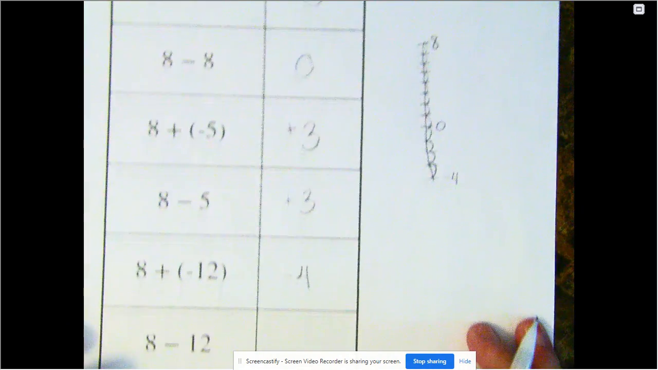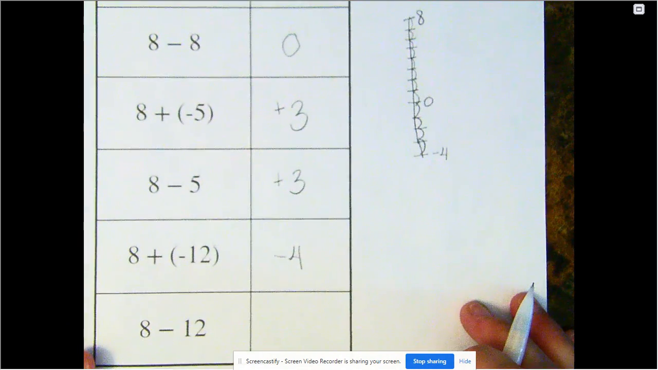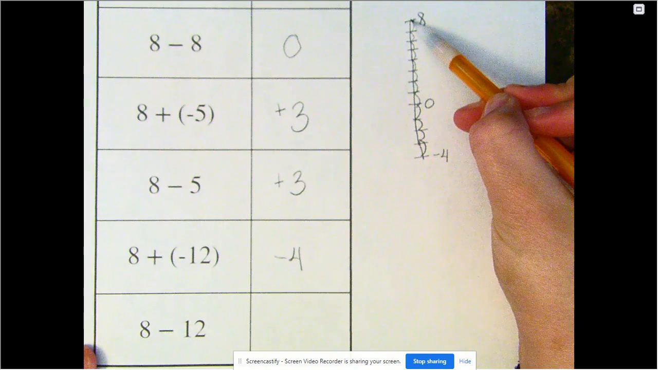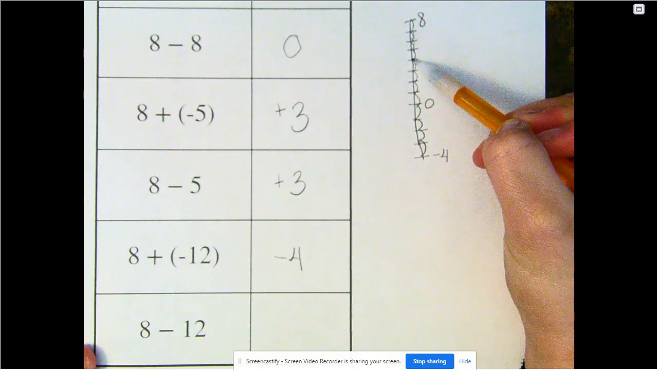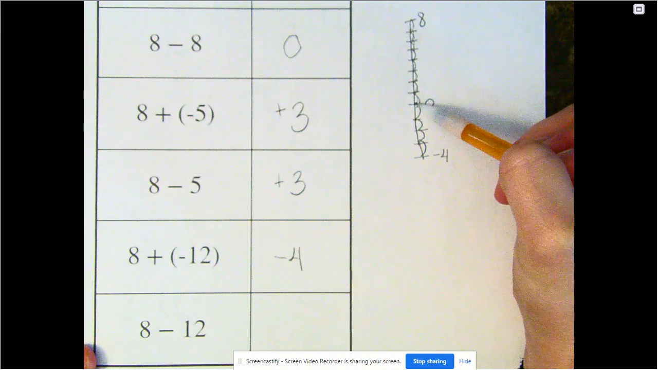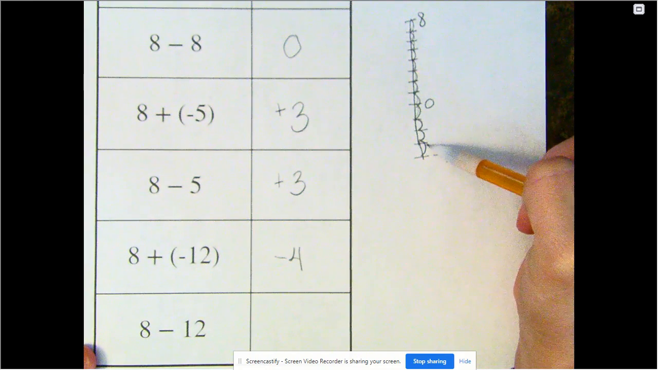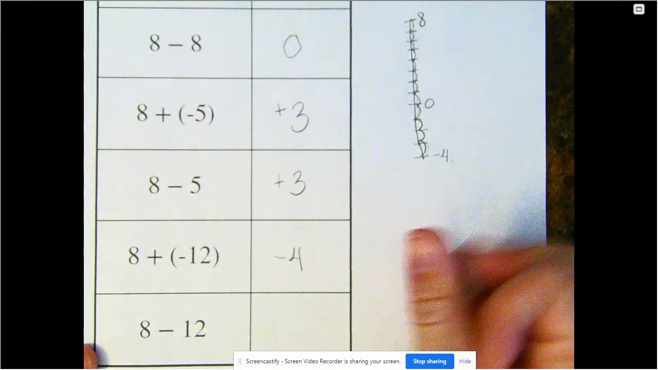Okay, and then same thing if I had 8 minus 12. So I started at positive 8 and then I subtracted 12 from it. 1, 2, 3, 4, 5, 6, 7, 8, 9, 10, 11, 12. That also puts me at negative 4.